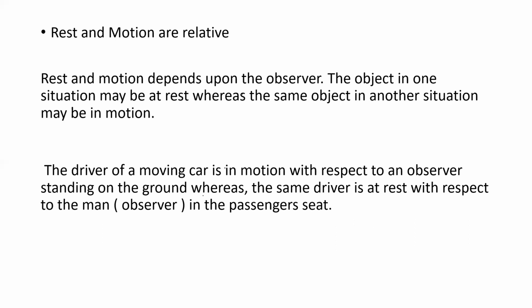Why? Because here the earth is rotating, along with the earth, even we are moving. Therefore, the person who is watching us out of the frame, for him, it looks like we are in motion. But for teacher and student, they were at rest. Therefore, we can say that rest and motion are what? Relative terms. See here, rest and motion depends upon the observer. It depends upon what? Observer. The object in one situation may be at rest, whereas the object in another situation may be in motion.